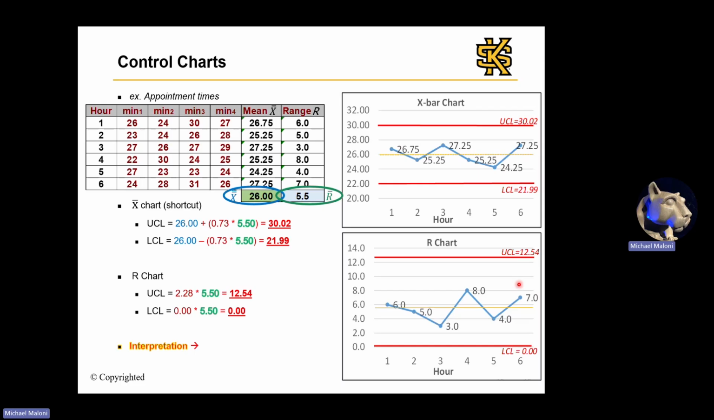So since all we see is random variation within control limits on both the X bar chart and the R chart, this process looks to be stable, meaning it's in control. There's no sign of assignable variation, which means no assignable cause. That's great news.